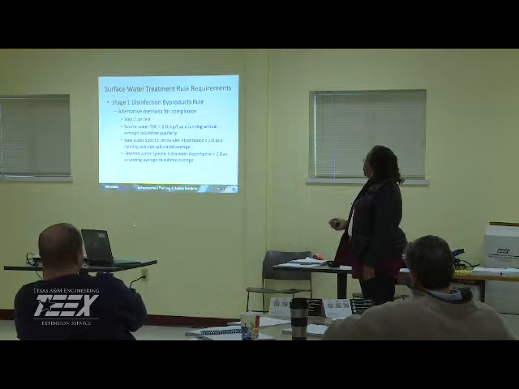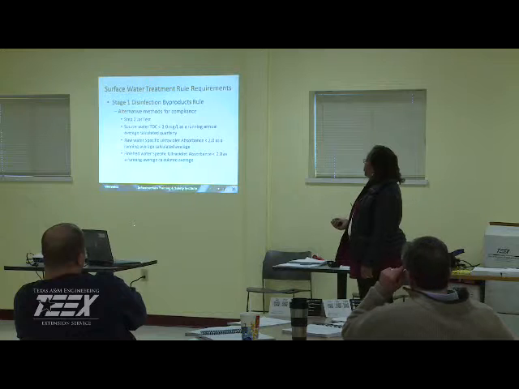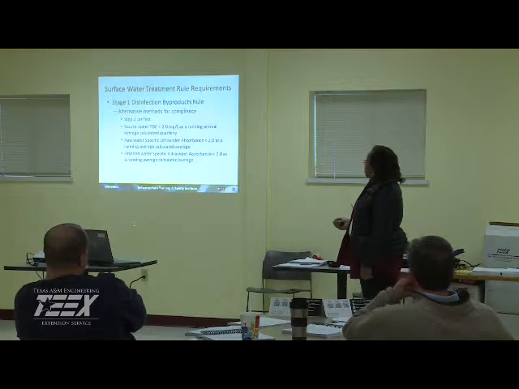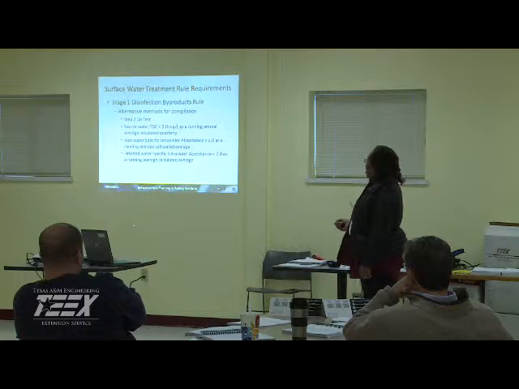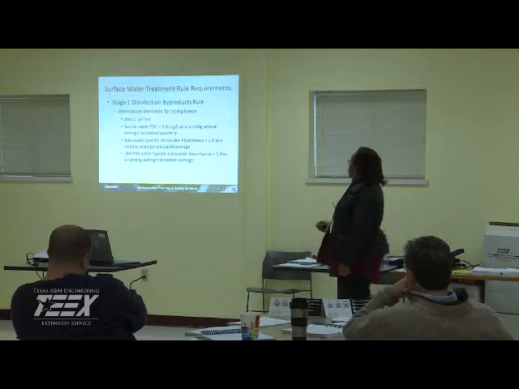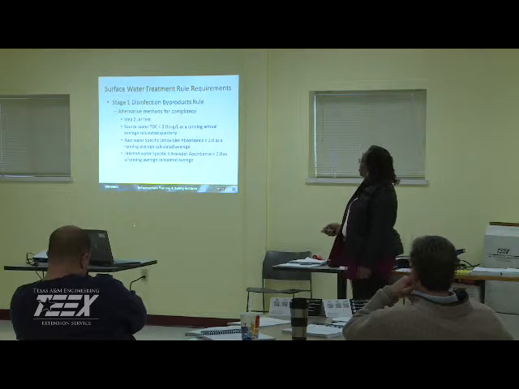All right, so alternative methods for compliance would be your step 2 jar test, source water TOC less than 2 milligrams per liter as a running average, and that usually is calculated on a quarterly basis. Or raw water specific ultraviolet absorbance less than 2, again running average, or your finished water specific ultraviolet absorbance less than 2, running average also.